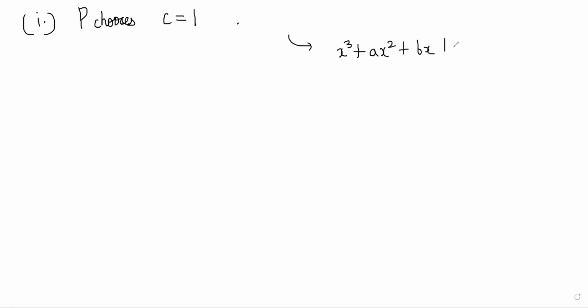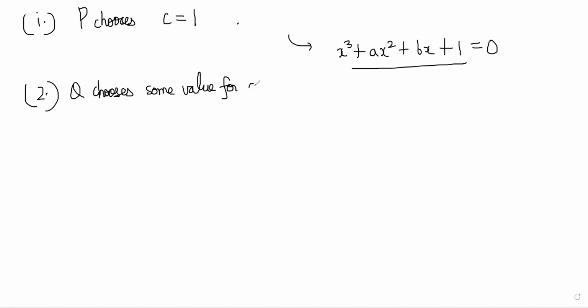So the method by which you can figure out a way to always win is, in step one, P chooses C equal to 1. So now the equation becomes x cubed plus ax squared plus bx plus 1 equal to 0. This is the equation. And let's say Q chooses some value for A. I don't know what value Q has chosen. He could choose A, he could choose B, but he chooses some value for A, right? Then the third step is when P's turn comes again, P chooses B.